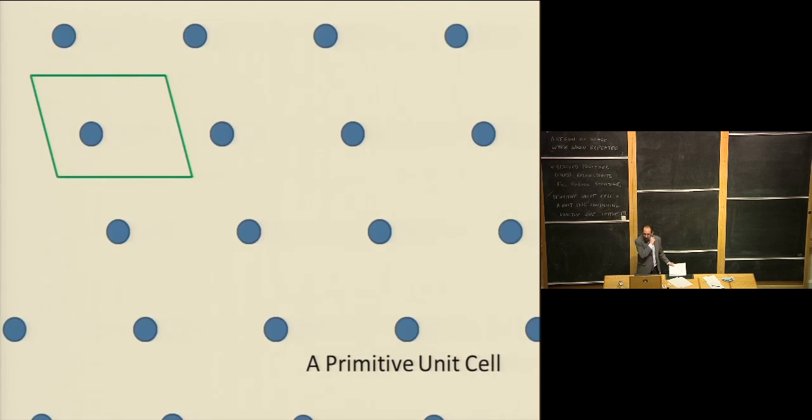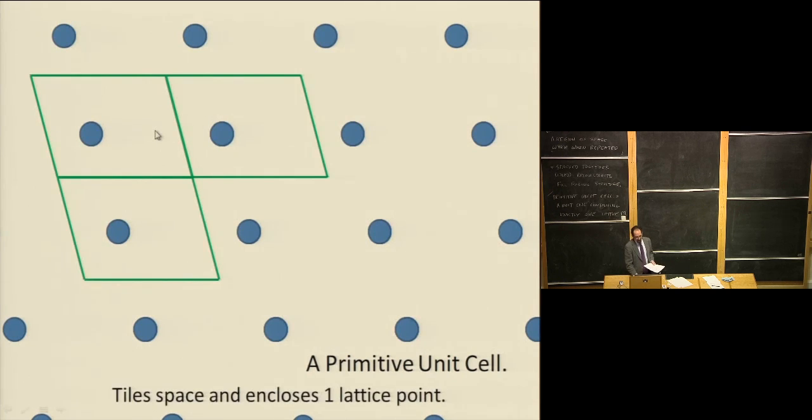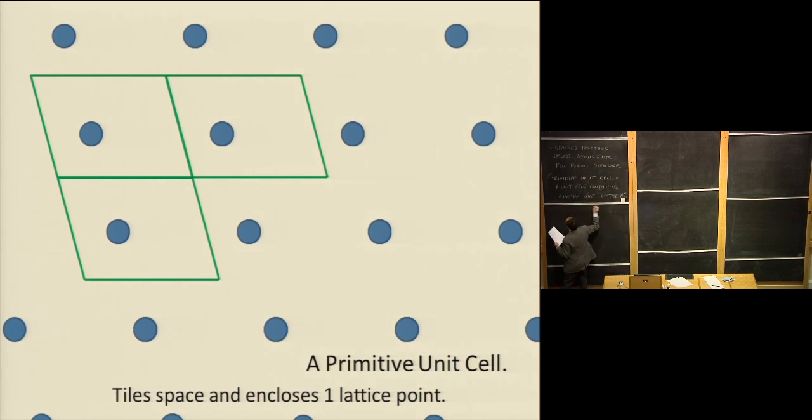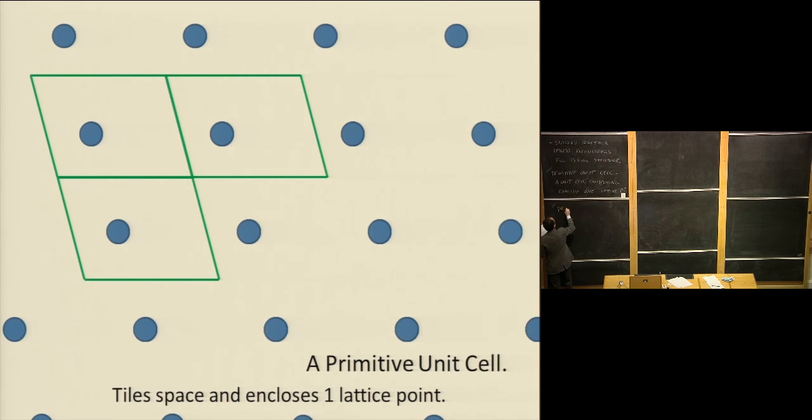I guess here's another case. Here's a nice lattice. There's a primitive unit cell because you can tile all of space with it, you put them together, tile all of space, and each unit cell contains one lattice point. However, one should be warned that the primitive unit cell is not unique.